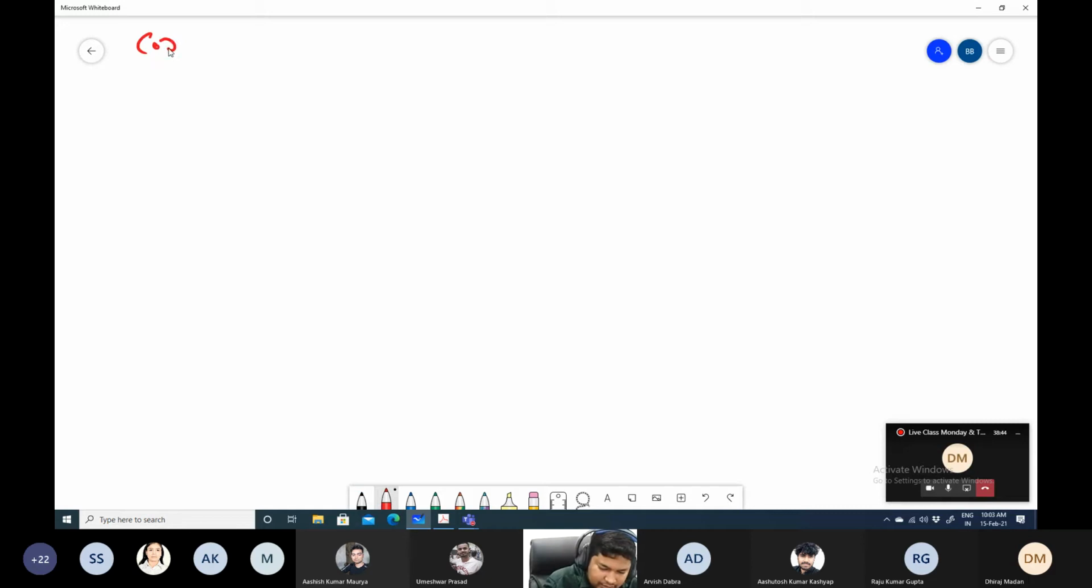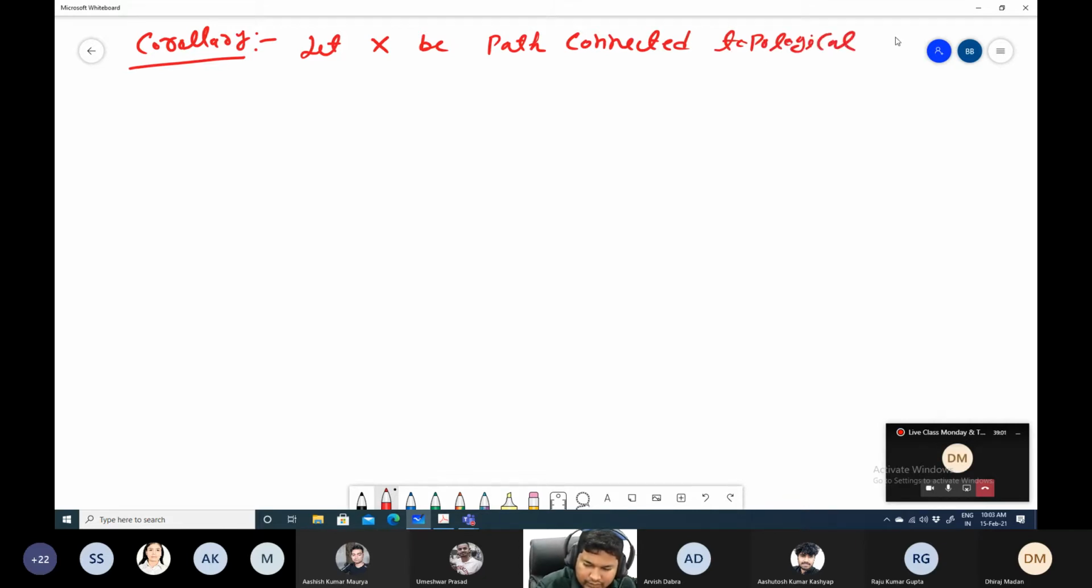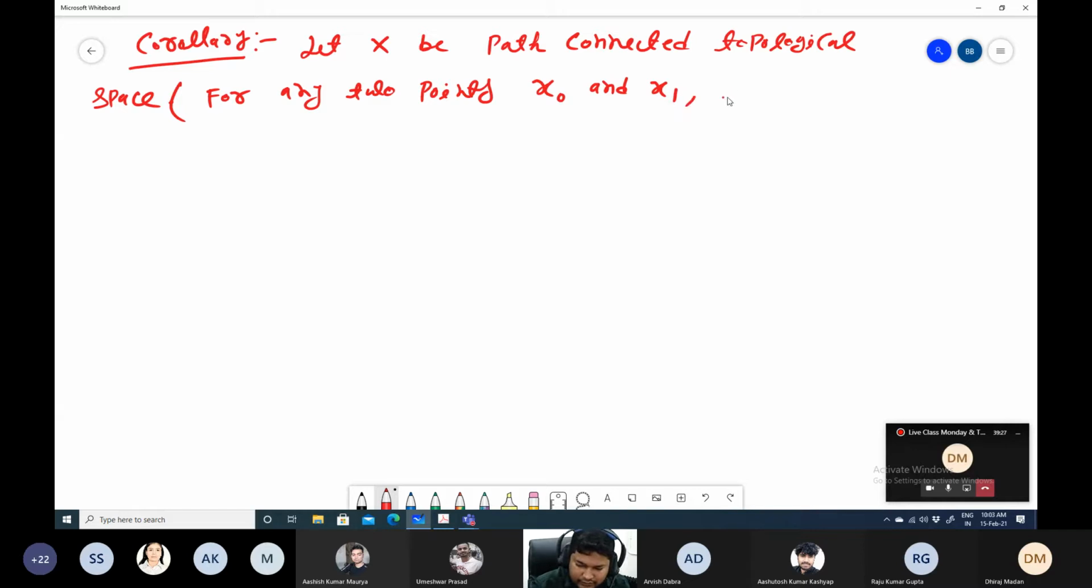So from this we have a corollary. Let X be a path connected topological space. So what is meant by a path connected topological space? That means for any 2 points, say x0 and x1, better to say x and y in X, there exists a path, say h, from x to y.